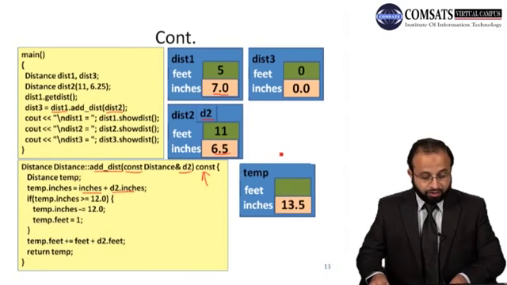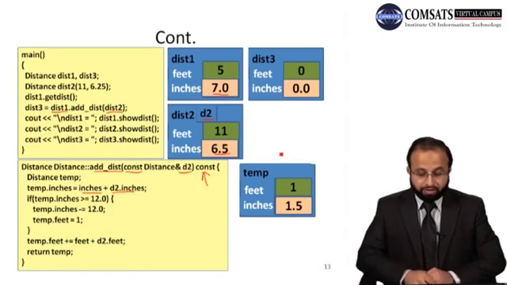And then we have an if condition. If temp.inches is greater than 12, yes it is, then we have to subtract 12 from inches. We will subtract 12 from temp.inches and add 1 to temp.feet. Now we are going to add temp.feet plus feet.